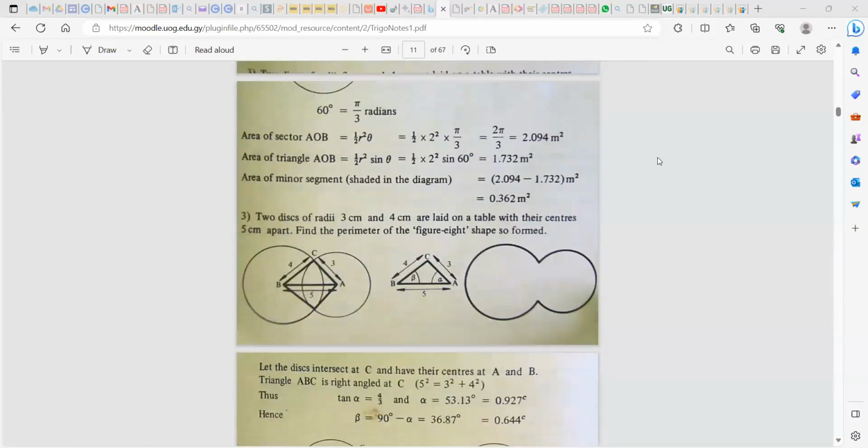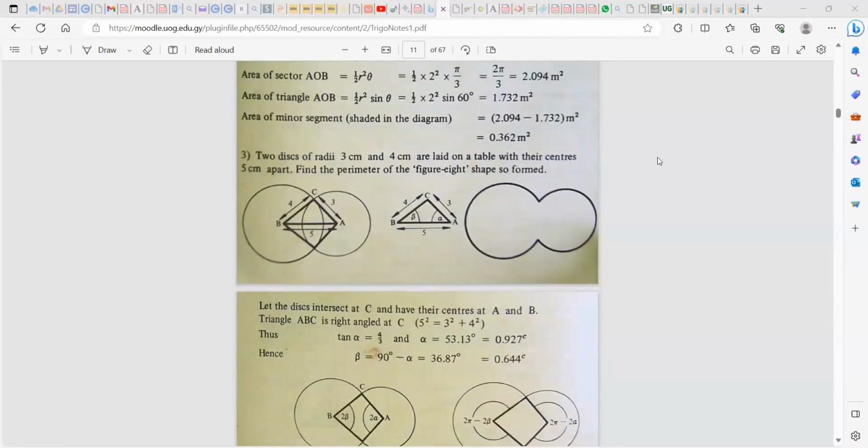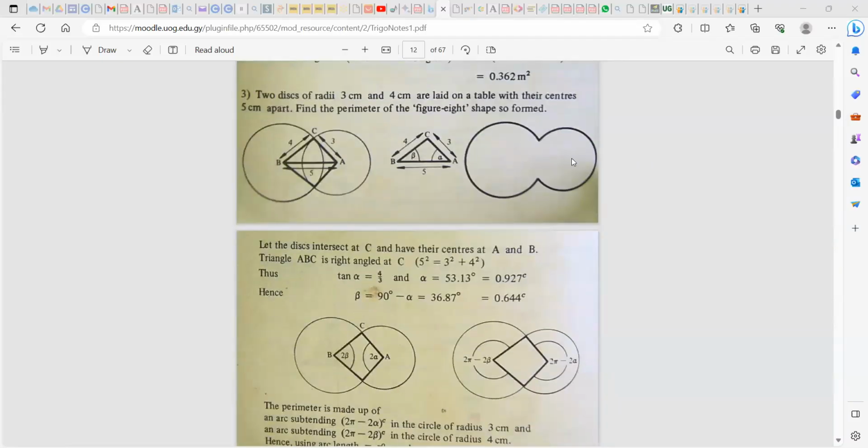This is a little more complicated example. Part 3 here. They're talking about 2 discs. One has radius of 3. The other one has radius 4. They're such that their centers are 5 cm apart. And they want you to find the perimeter of this big figure that's this form, right?